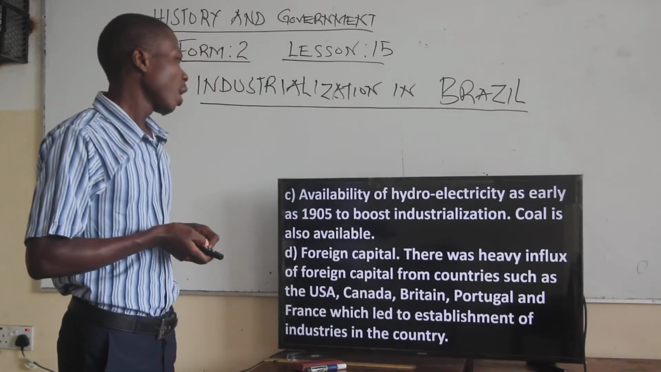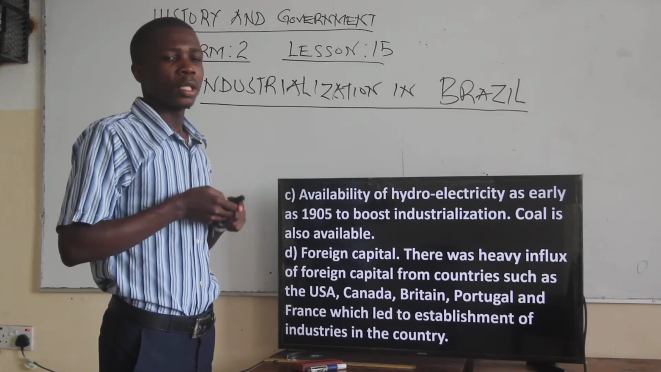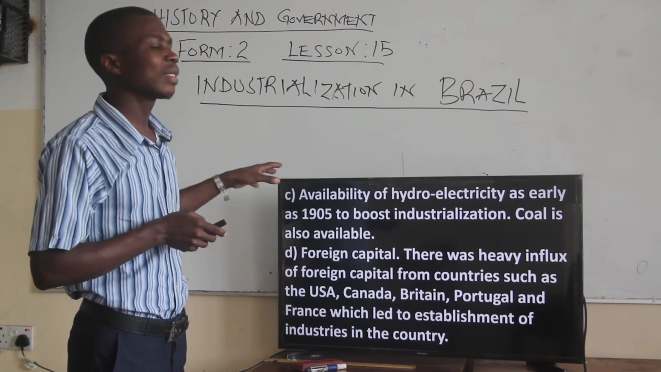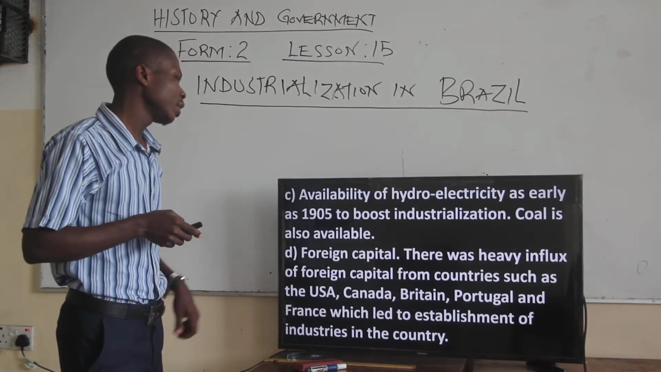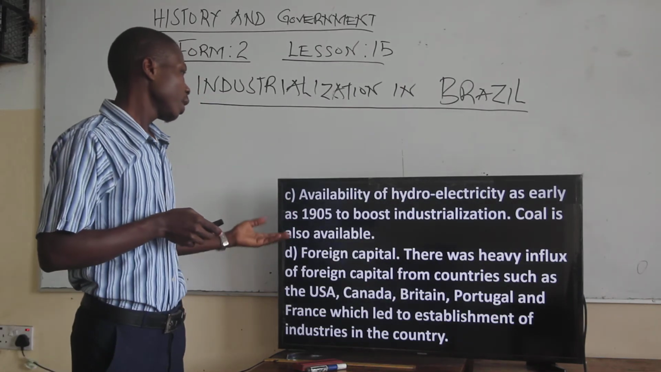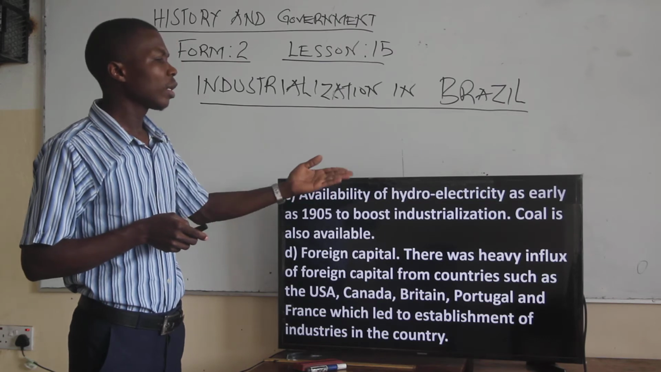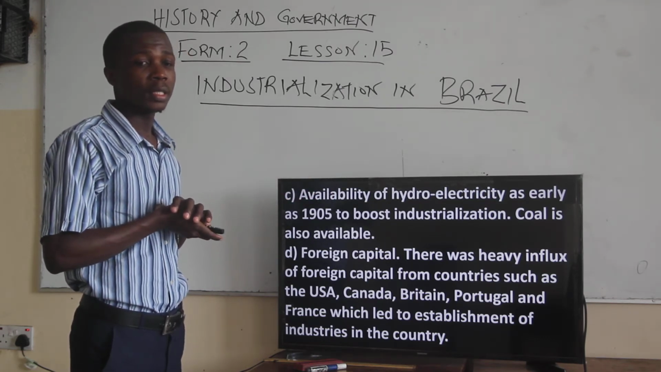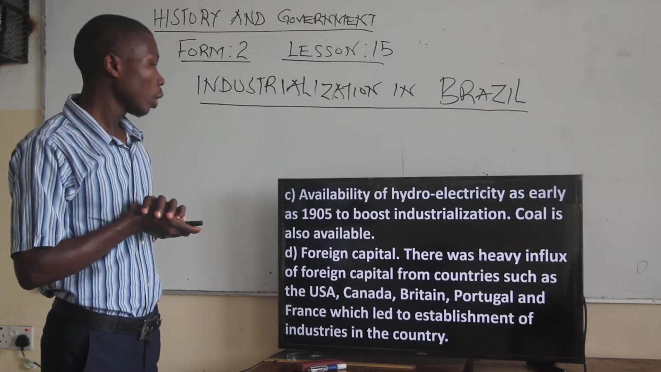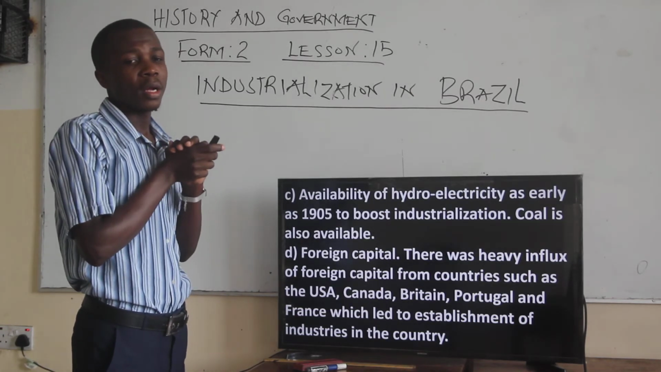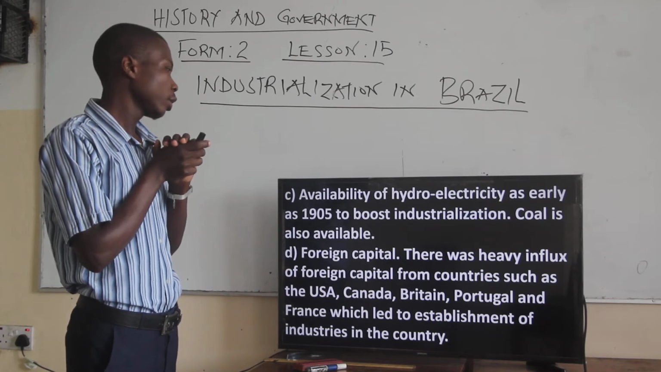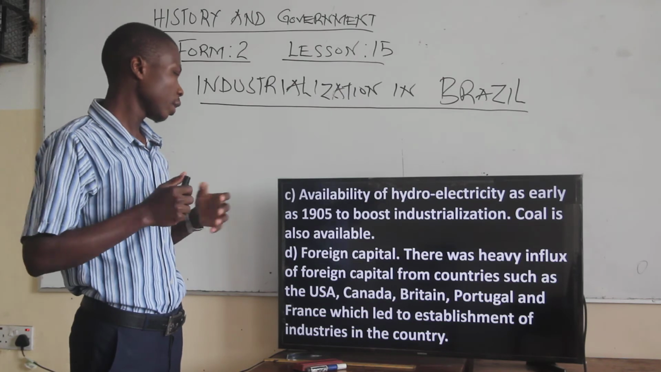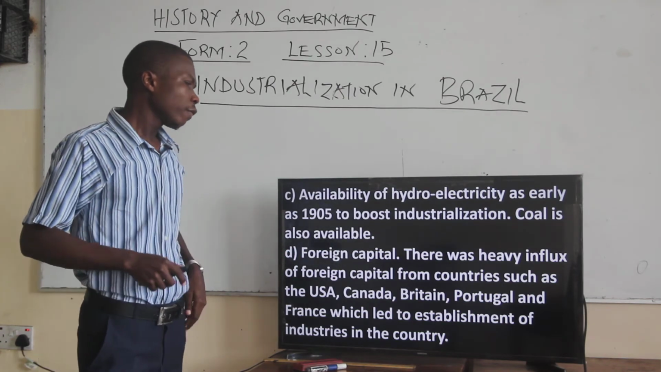The next, availability of hydroelectric power as early as 1905 towards industrialization. So coal is available. Coal was used as an industrial source of energy, for example. Then the next, foreign capital.